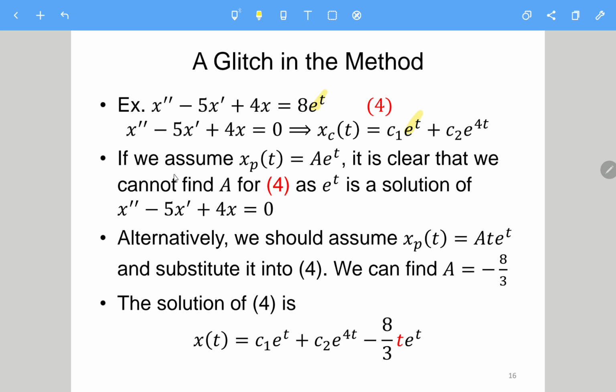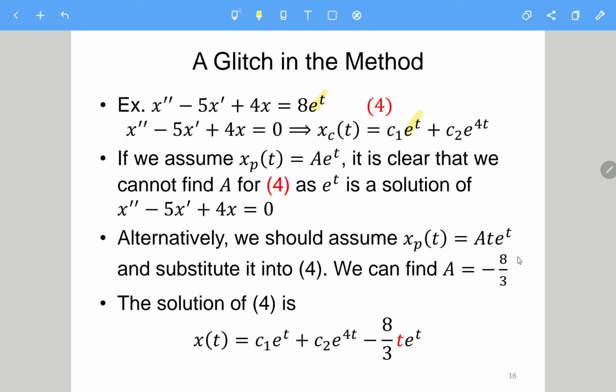So it's clear that we cannot find a for 4, as exponential t is a solution of the homogeneous equation. If you plug in, the left side will be 0 and the right side is this one, so you'll find no solution. So alternatively, we should multiply it by t, something like the repeated real roots case.